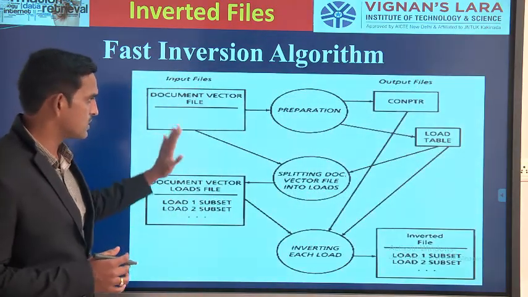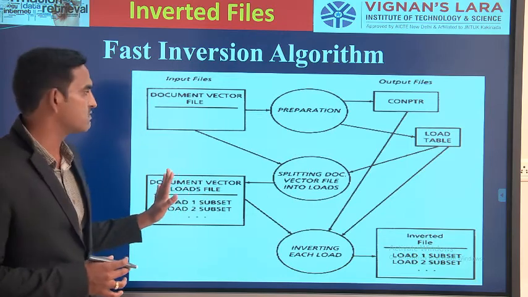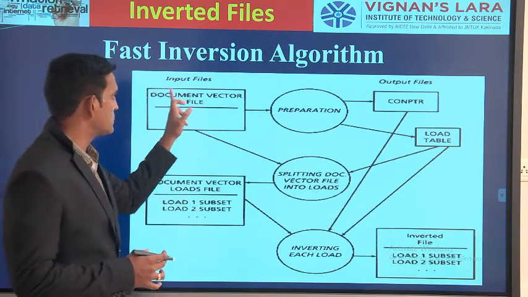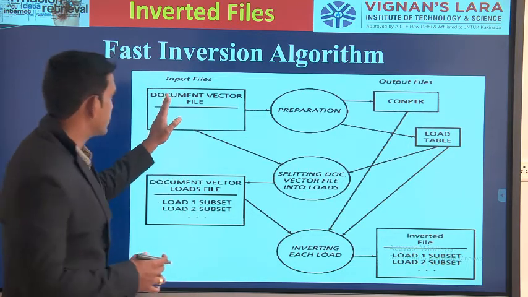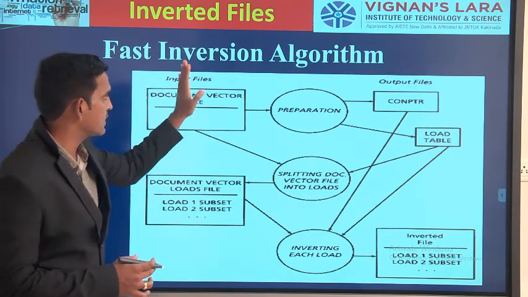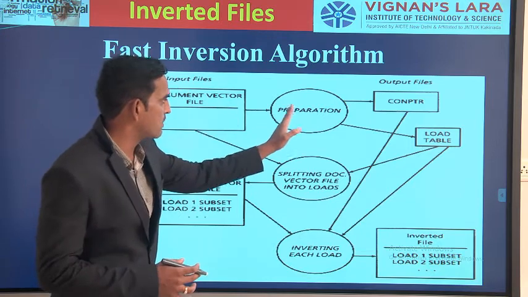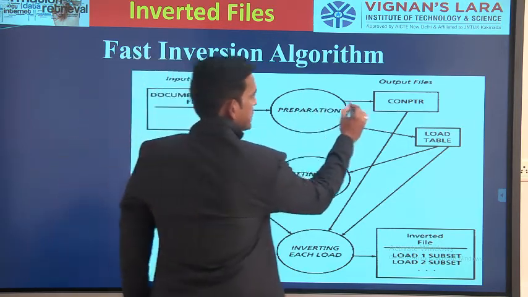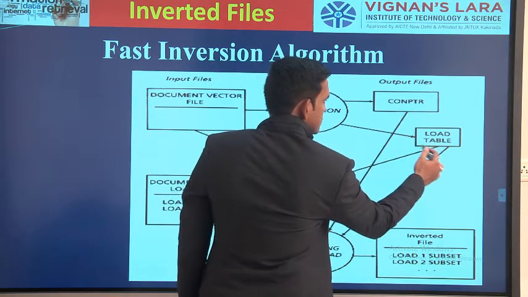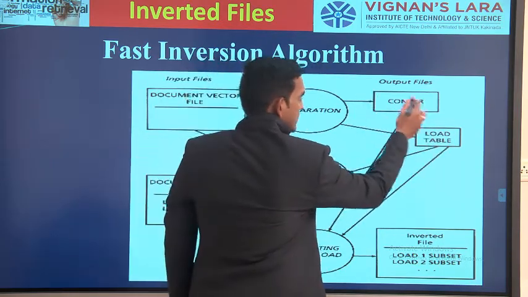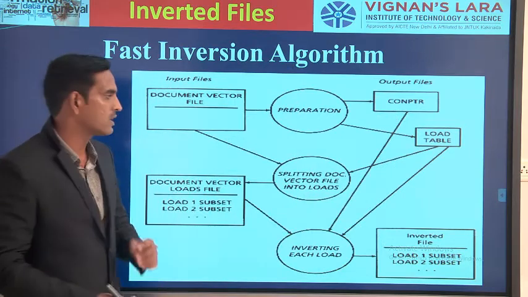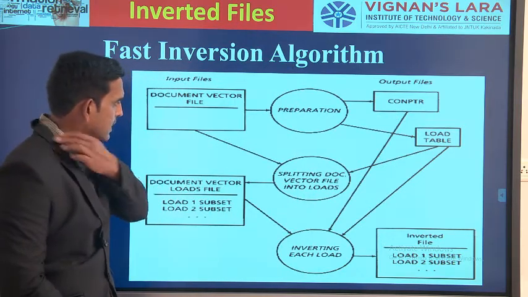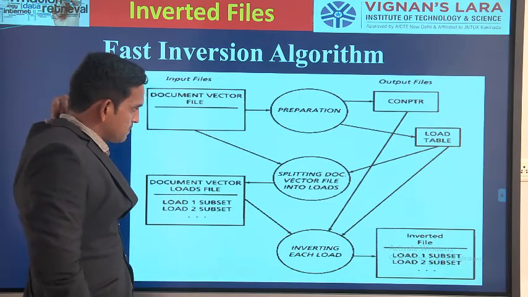First, as you could see, this is an outline of the fast inversion algorithm, where you will be taking a document vector file as input to the inversion algorithm. It has to go through the preparation phase. In the preparation phase, we will be getting two tables. One we will call the load table, and another one we will call the concept table.